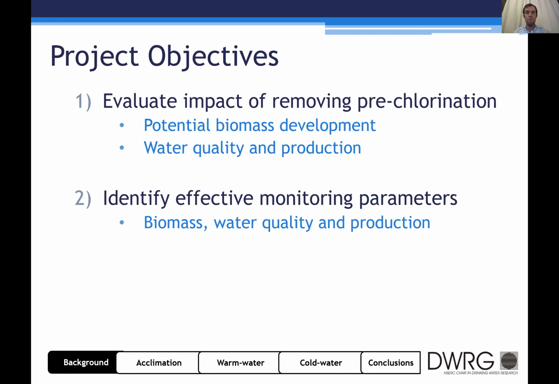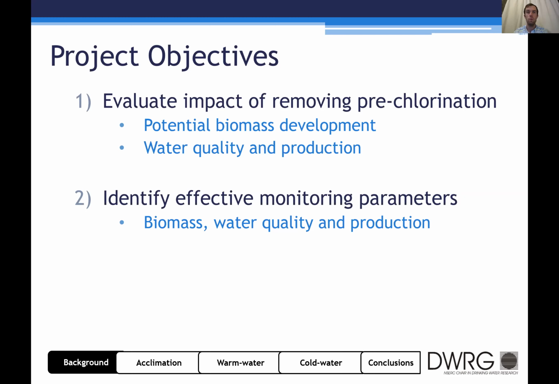We also wanted to identify some effective monitoring parameters. And a lot of times monitoring of biofiltration processes just focuses on water quality. Do we get the same dissolved organic carbon that we used to have in the filter effluent? Do we get THM or HAA biodegradation? Do we get improvements? Do things change in the water quality? But we also wanted to look at biomass and see how we could characterize that both in quantity and activity. And finally, perhaps the most important thing is, how does this conversion impact production? One of the biggest questions people often ask is, will I have to backwash more?